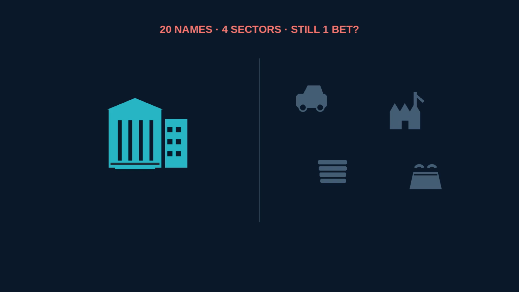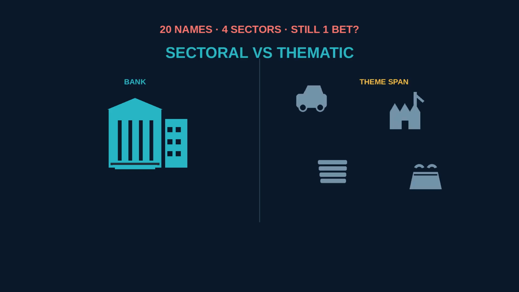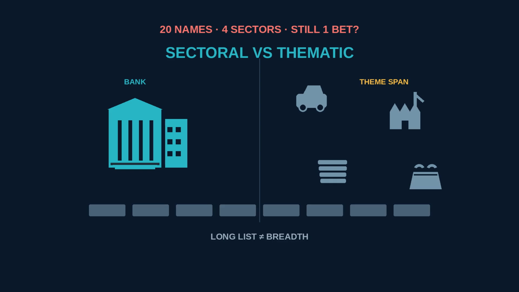Welcome, 20 names across 4 sectors. Still one concentrated bet. That trap is why sectoral versus thematic matters. Today we separate those two Indian equity fund product types so a long stock list never reads as automatic breadth.